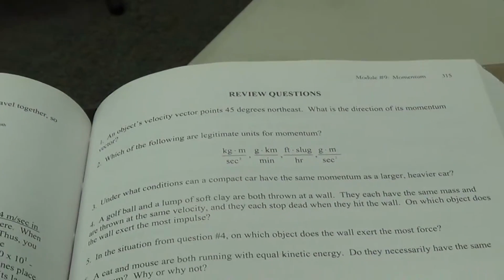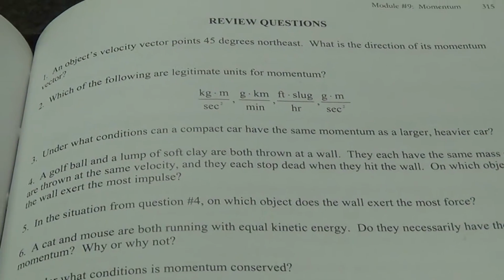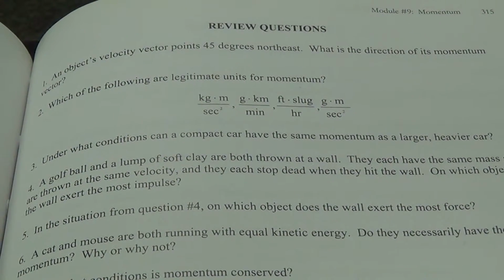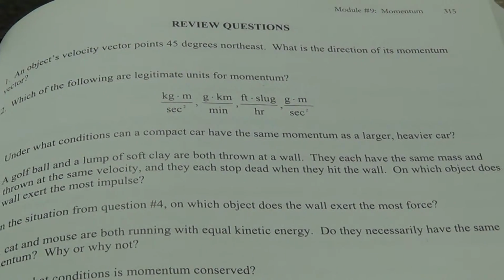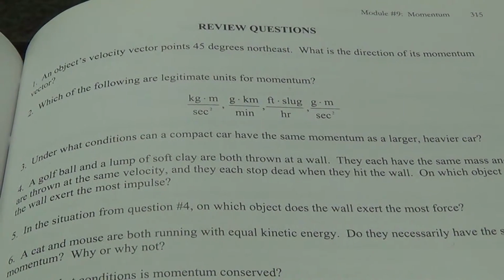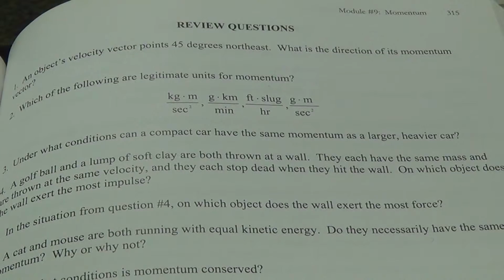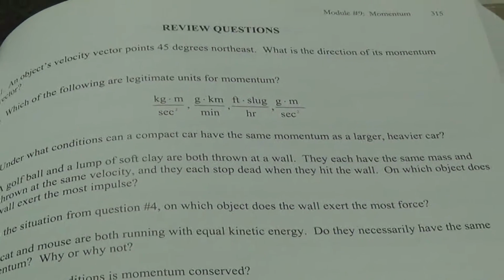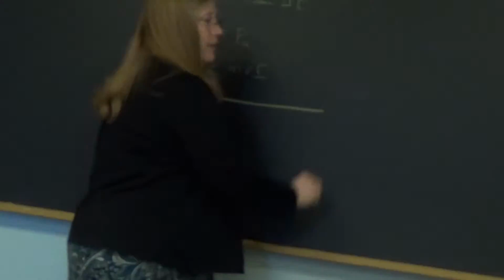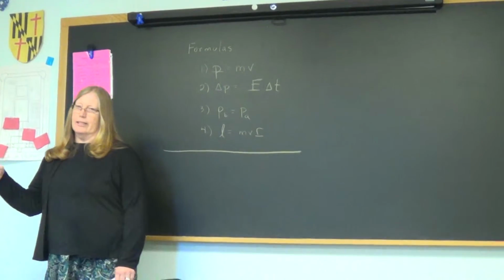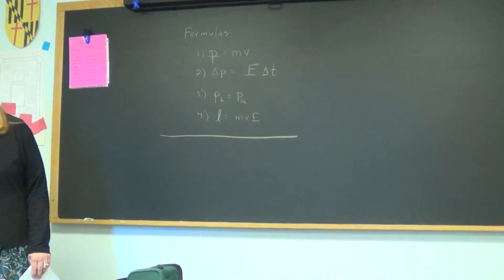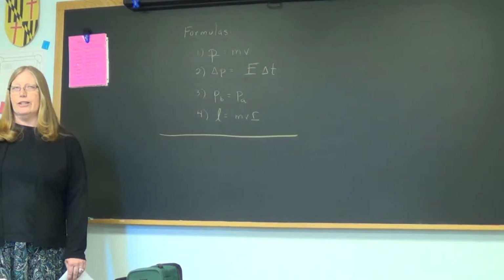All right, Alex, read number 4. A golf ball and a lump of soft clay are both thrown at a wall. They each have the same mass and are thrown at the same velocity, and they each stop dead when they hit the wall. On which object does the wall exert the most impulse? Okay, the lump of clay. You know, I think I led you to that, didn't I? I was wrong. When anyone asked yesterday, I kind of led you to that answer.